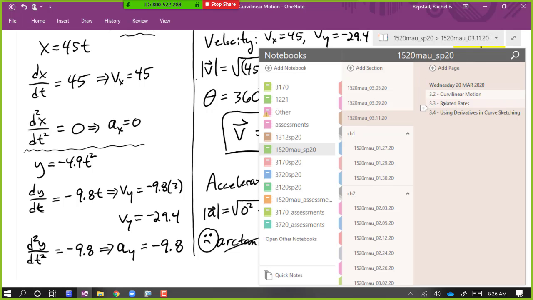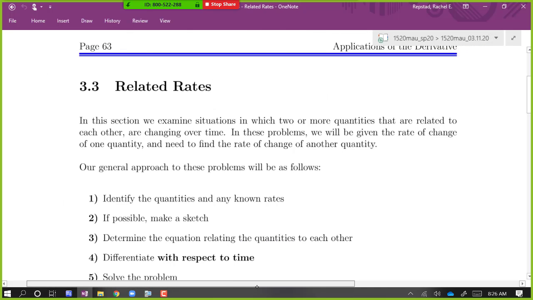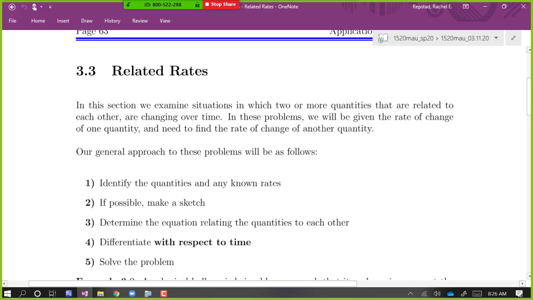All right. Our next section is on related rates. These are all word problems. I guess curvilinear motion is also word problems. These are the different word problems that we encounter in calculus. There's curvilinear motion, right now we're doing related rates, and later on we're going to do optimization problems. So we have these different types of word problems.